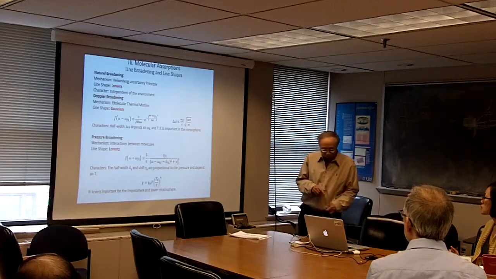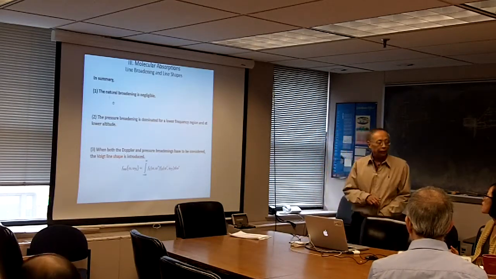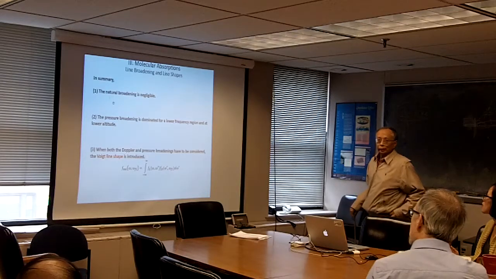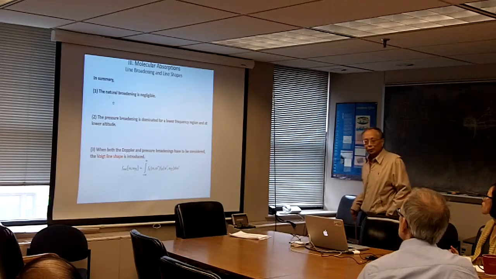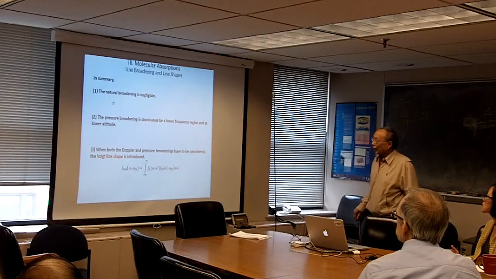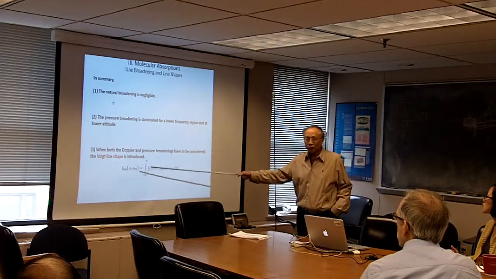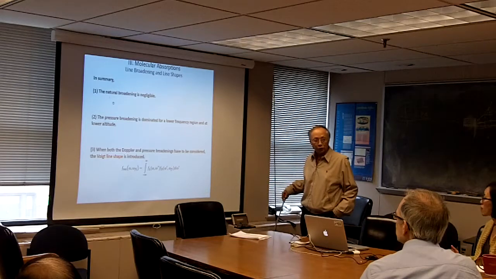This is the pressure broadening. Therefore, we know there are three mechanisms. The natural broadening is not important; we don't need to consider it in general. The pressure broadening is very important, very important. And the Doppler broadening we sometimes also have to consider. When both the Doppler broadening and the pressure broadening have to be considered, this line shape is called the Voigt line shape. This line shape is given by these formulations.